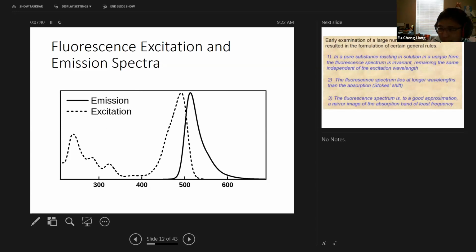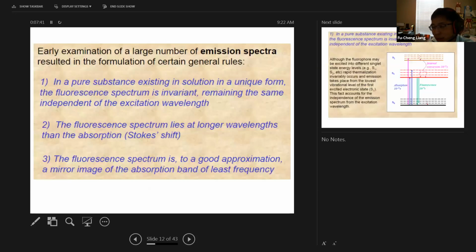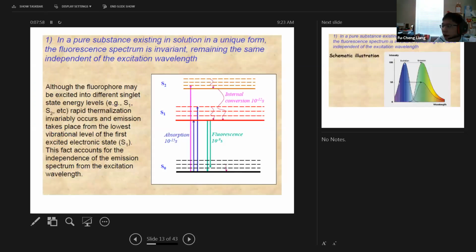All right, and the reason why they will form a mirror image, again, I'm not going to tell you guys right now. We will see some of the information in the next few slides. All right, so we are going to look at these 3 general rules one at a time, and then I'm going to explain again why this general rule applies to the fluorescence emission spectrum. So the first one is why, when we change the excitation, we always get the same emission. All right, so go back to this energy diagram on the right. So before I talk about this, I just want to give a little explanation first.